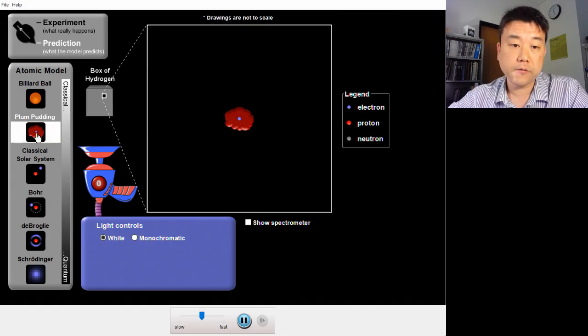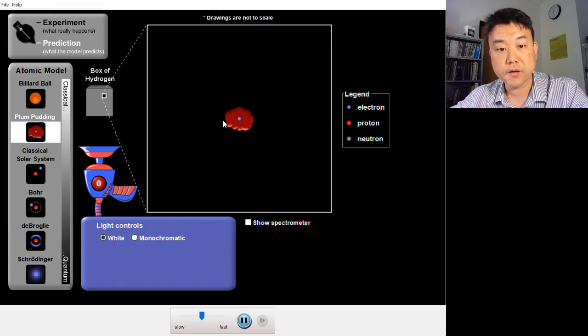Take the plum pudding model, for example. This came out of the discovery of the electron, which is an electrically charged particle that would pop out of atoms. So people thought, we will talk about electricity in more detail later in the semester, this electron could be bound to the rest of the atom if the rest of the atom was positively charged. This red pudding thing represents that positively charged part of the atom. This was the model they constructed, which was consistent with the theory of electricity, which was very well developed at the time.